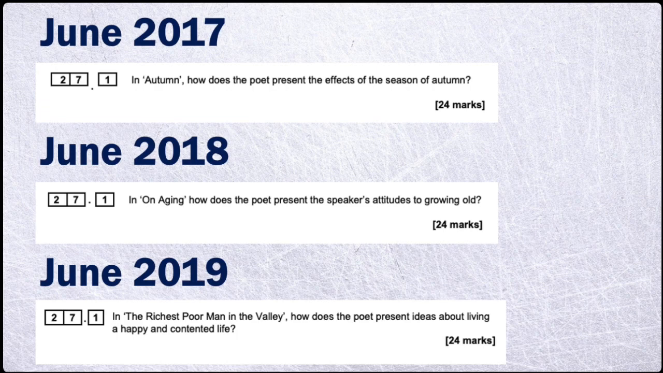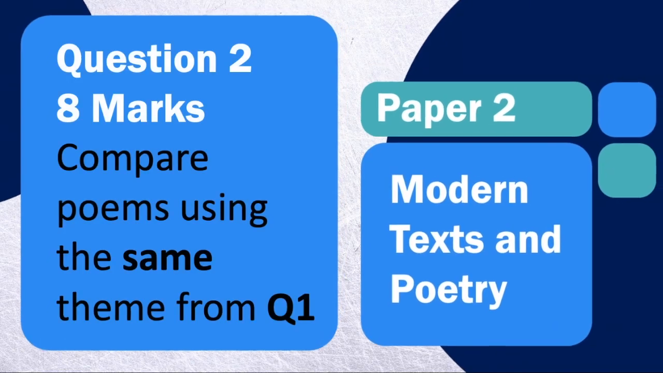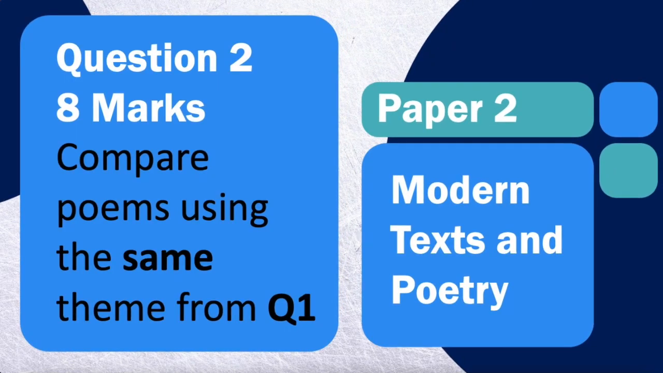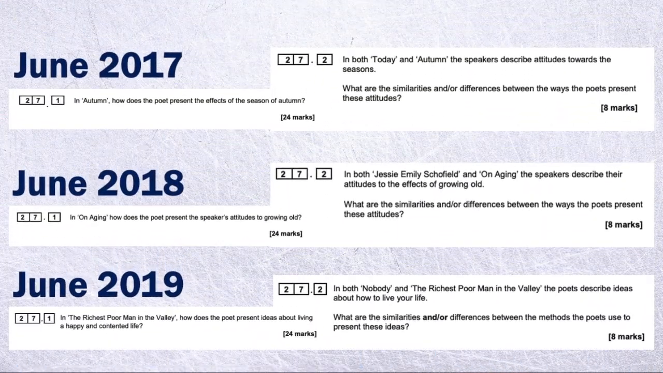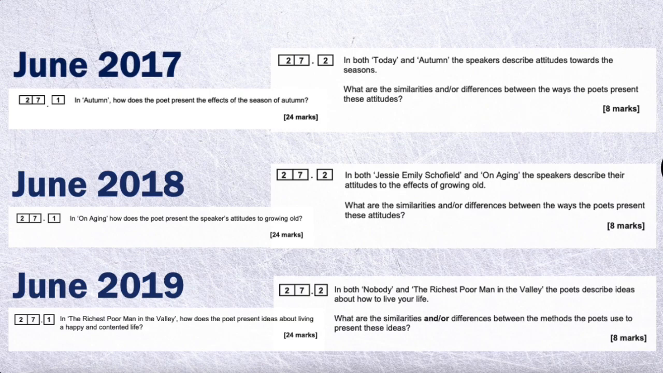As you can see, each question is formatted in the exact same way. Now, the key thing that students need to identify here is that they're talking specifically about how the poet presents a specific theme or attitude. Question 2 is worth 8 marks. In this question, what you need to do is compare poems using the same theme from question 1. So on the screen, you can now see question 1 and question 2 examples from past papers.